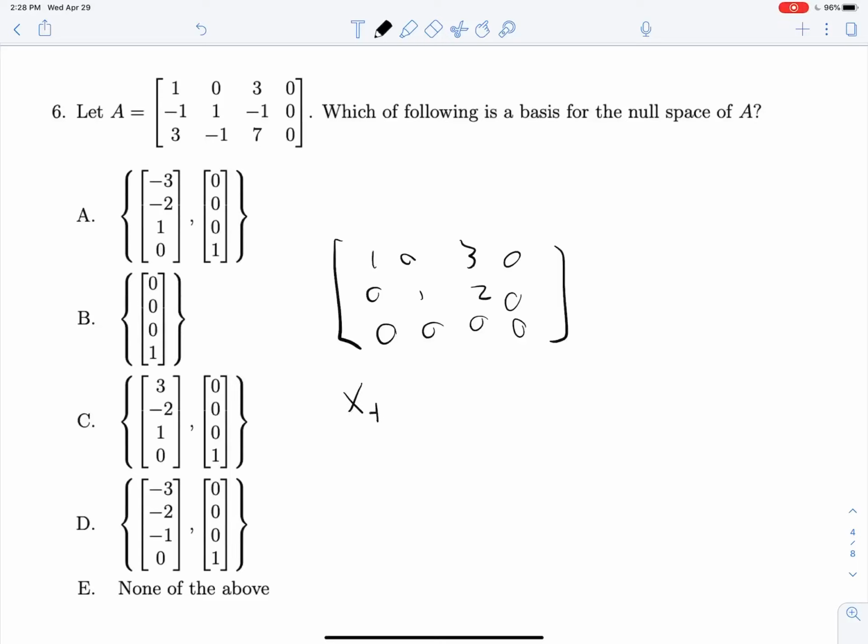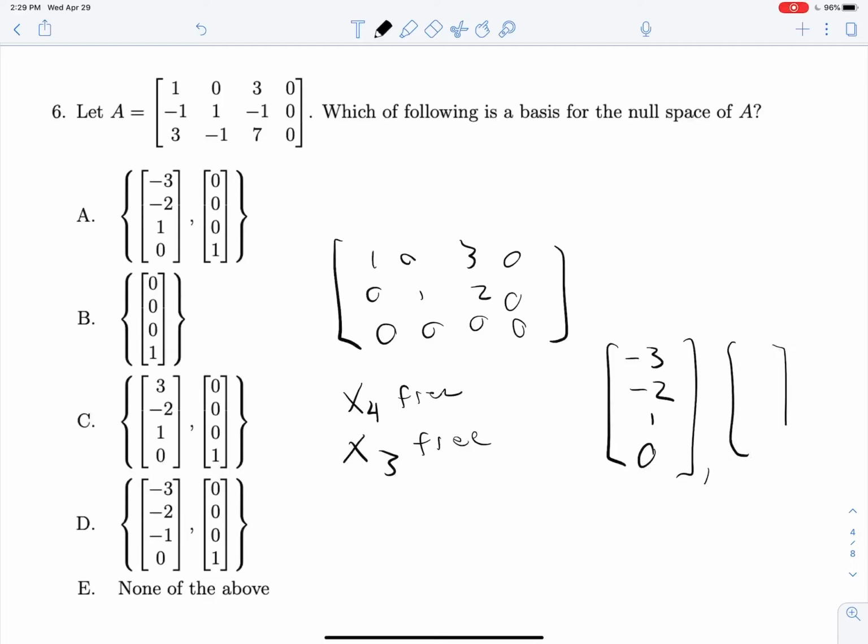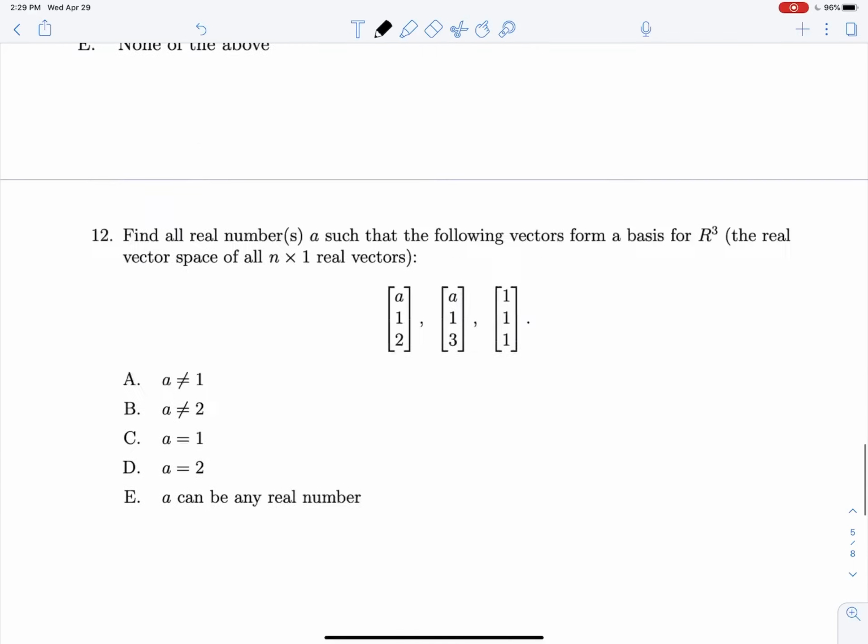We see that x4 is free, and it's not dependent on x1, x2, or x3, and that x3 is free, and it is dependent on x1 and x2. So x1 is equal to negative 3x3, negative 2x3 is equal to x2, x3 is equal to 1 of itself, and 0x4s. And since x4 is only dependent on itself, it's only equal to itself here, we get 0, 0, 0, 1. So there's our answer, answer choice A.